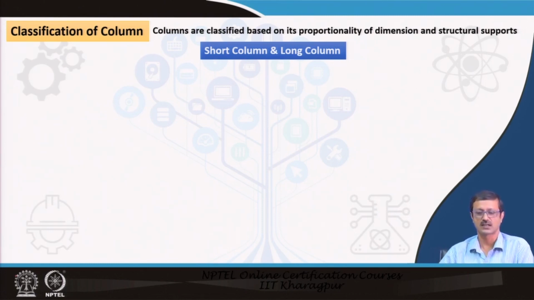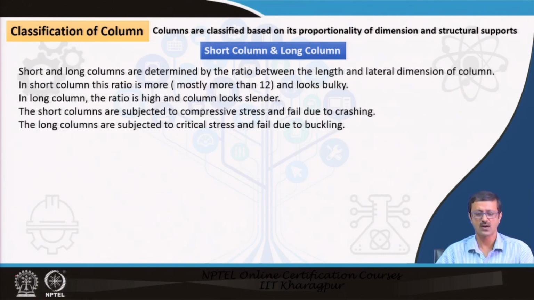Now, the column can be classified in many ways. Structurally there are 2 ways to classify a column. The first and important way is short column and long column. Short and long columns are defined with 2 dimensions of a column. One is the lateral dimension, that is the thickness, or the diameter, or the cross section, and another is the length dimension. These 2 dimensions determine whether the column is long or short.